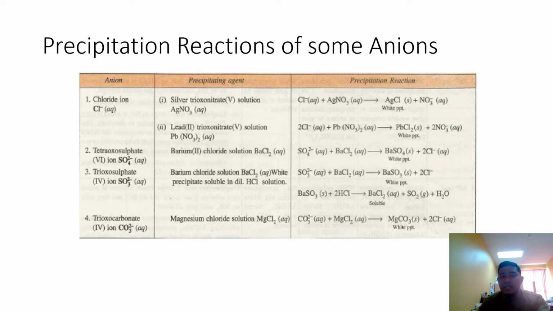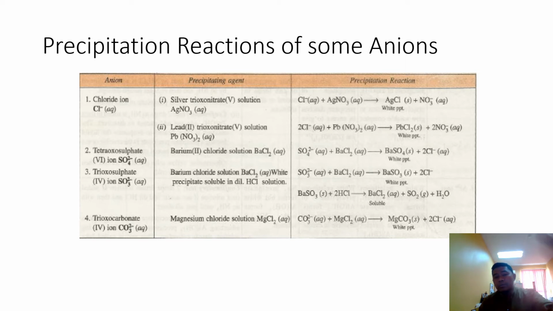Okay, so this one is the precipitation reaction of some anions. If, let's say, you want to have the chloride ion as your product, then you need to use silver trioxonitrate, so silver nitrate, in order to make sure you will have the white precipitate of silver chloride. For lead, Pb(NO3)2 also can be a precipitating reagent in order to make sure you will have the chloride ion. So it will give you a white precipitate of lead chloride, or plumbum chloride.